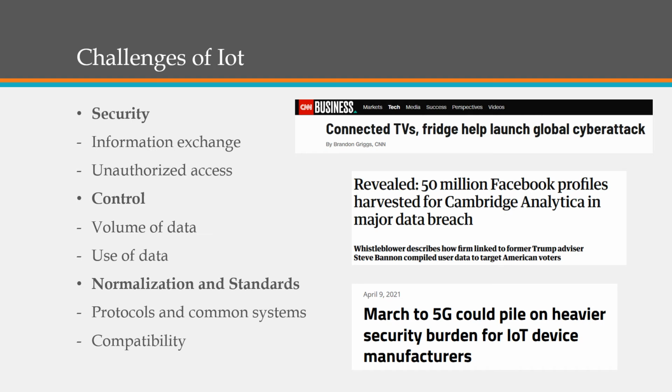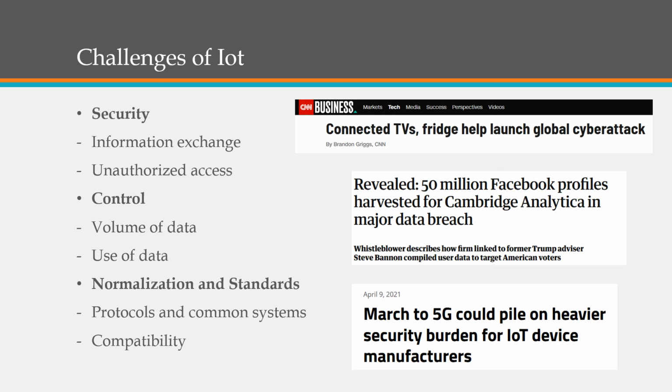Challenges of Internet of Things. The industry needs to work mainly in three aspects: the security, control, and normalization and standards. Security is important because in this process of interchange of information, the devices could expose this information to unauthorized access, and in that process, that information could be stolen and used for different purposes.